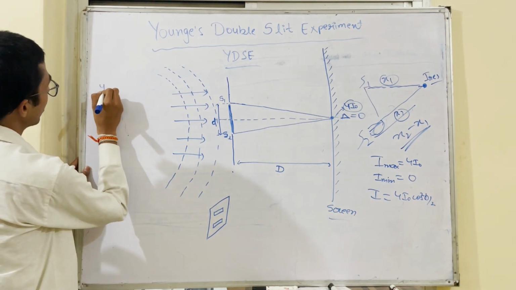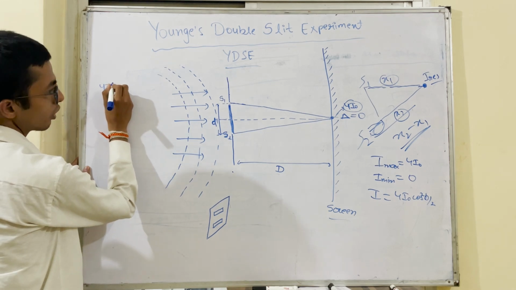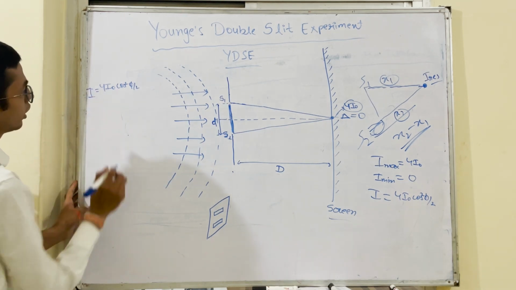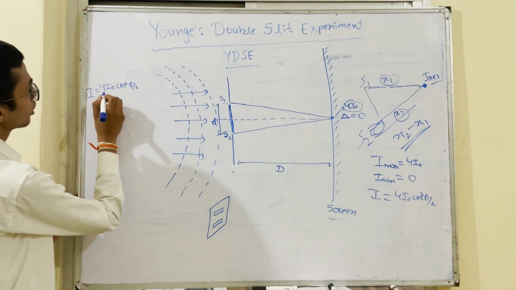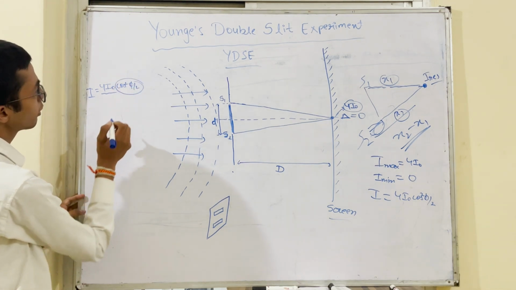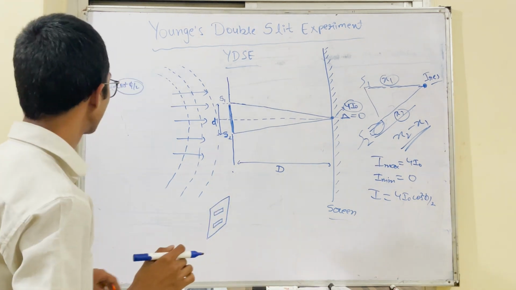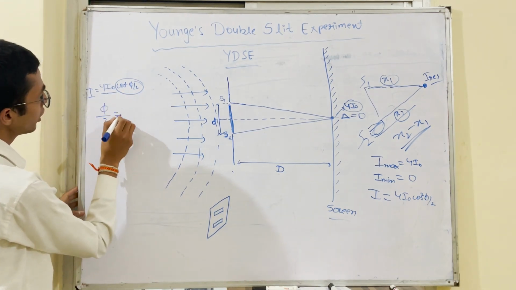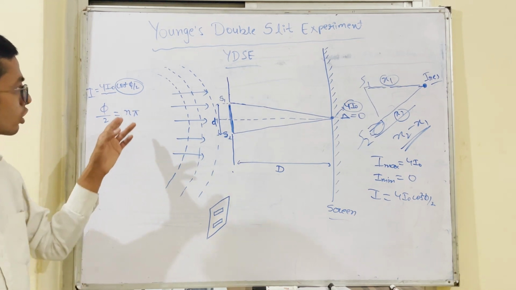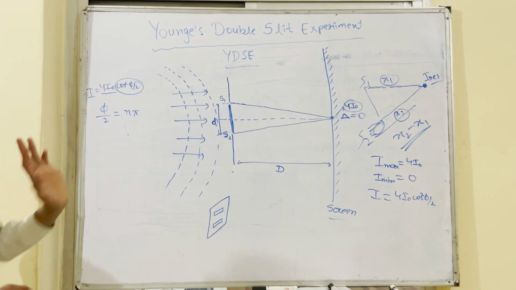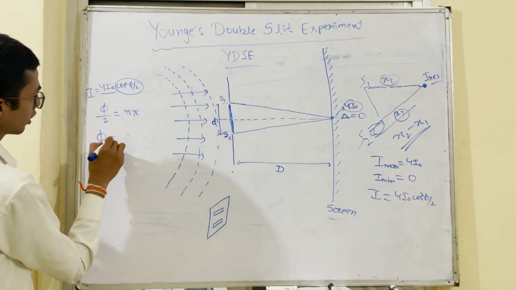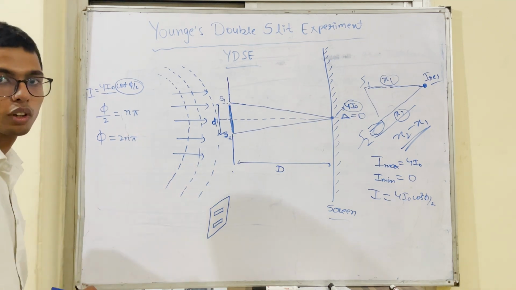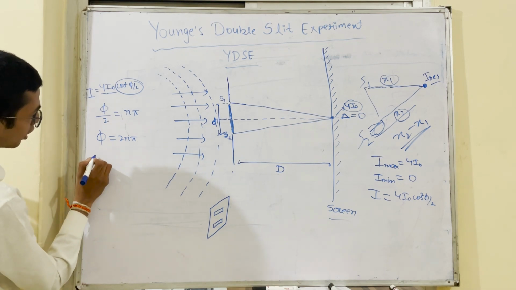4 I naught cos square pi by 2. This is the value of intensity, correct? To make it maximum, this cos square pi by 2 should be 1 or minus 1. So for that, pi by 2 should be n pi. To make cos square pi by 2 as 1 or minus 1, pi by 2 should be n pi, correct? So pi should be 2n pi.